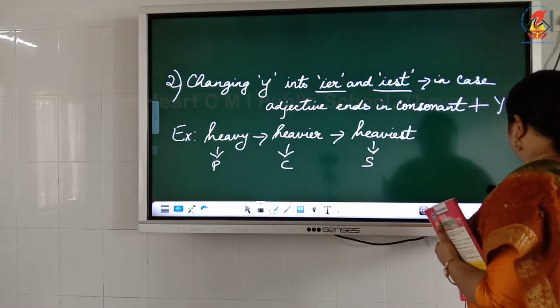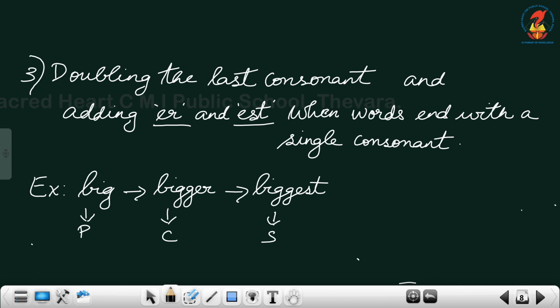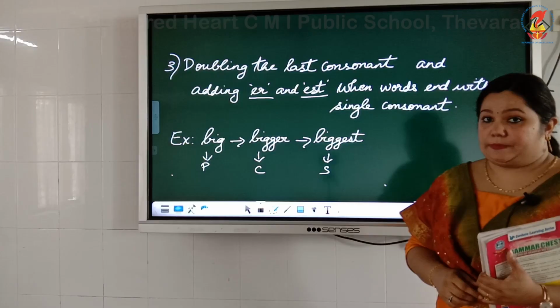Okay? Now let us see any other way, that is the third method: by doubling the last consonant and adding er and est when the word ends in a single consonant. Like over here, big, g is a consonant. So when we convert that word into comparative, er is added, but we double the spelling, so bigger. Then the same thing here, biggest, superlative, est is added. So by doubling the last consonant and adding er and est.